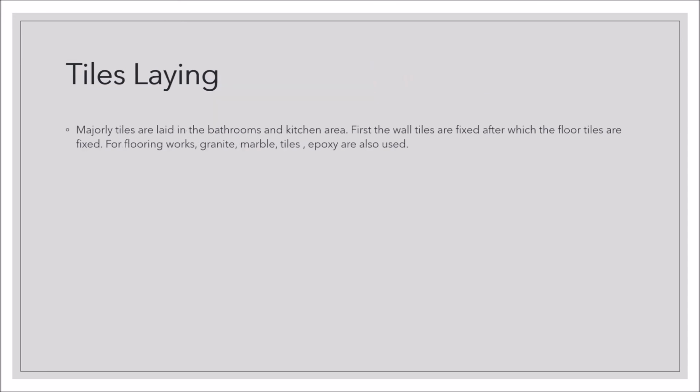The next step is tile laying. Majorly tiles are laid in the bathroom and kitchen area and other areas, of course. First, the floor tiles are fixed, and after that the wall tiles are fixed. For flooring works, granite, marble, tiles, and epoxy are also used. So after the floor tiles are fixed, then you can go to the wall tiles.